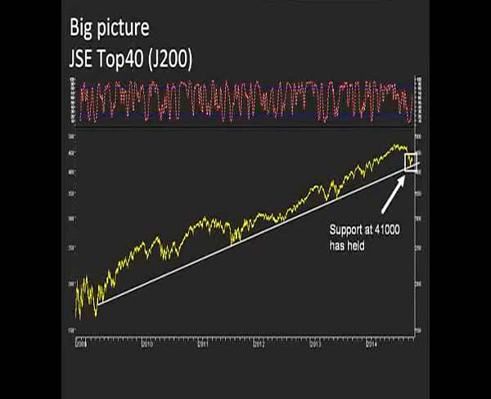We've recently just pulled all the way back to 41,000, which is where that long-term uptrend comes in. We did about a 12 or 13% correction on our market, and we do seem to have found quite solid support at that uptrend.